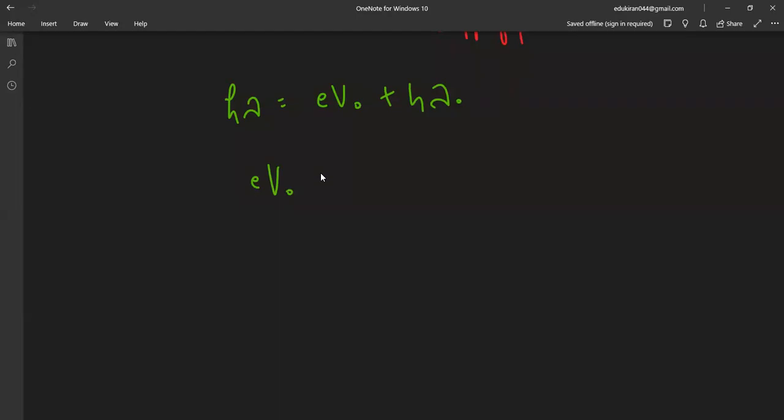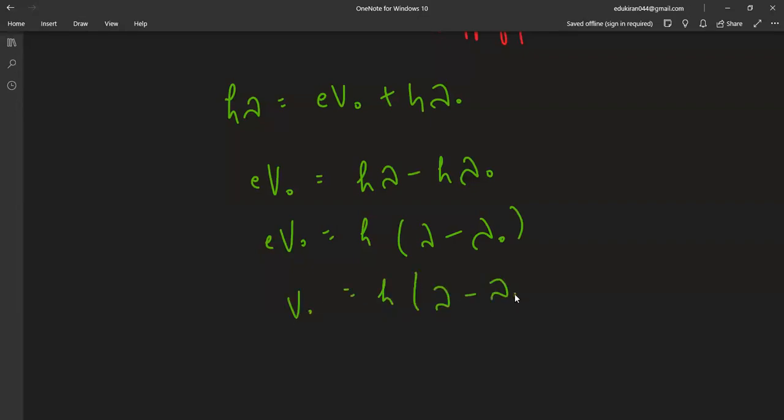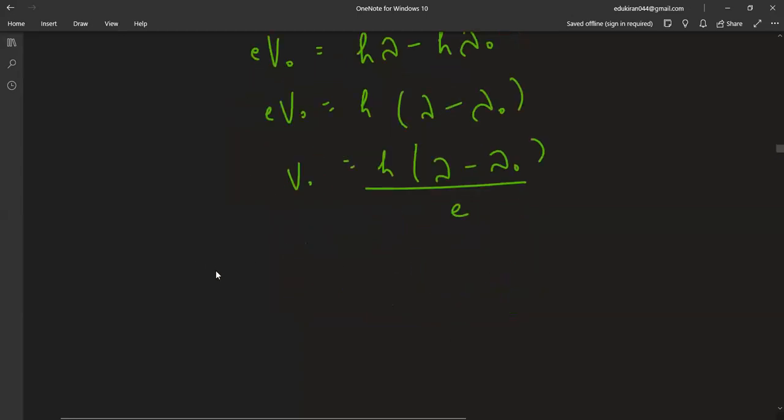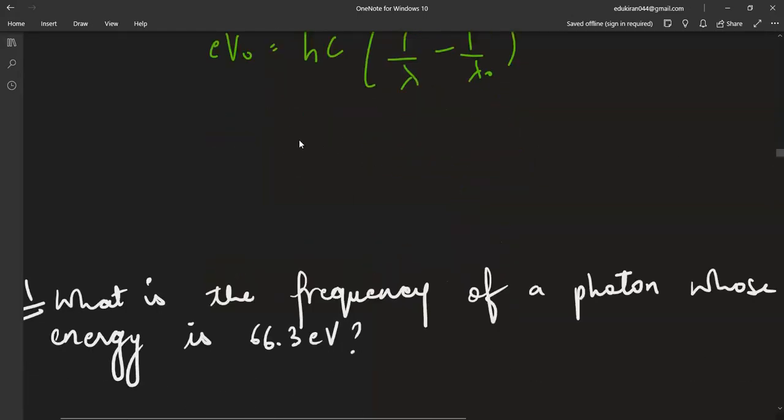Suppose I want to find out what V naught is. From here I can use this: that will be h nu minus h nu naught. From here we can take h common, that becomes nu minus nu naught. So potential will be h times nu minus nu naught divided by e, like this. Nothing new. Like this you can use any combination. Suppose eV naught is equal to hc times 1 by lambda minus 1 by lambda naught, that you can also use. Any combination you can make.